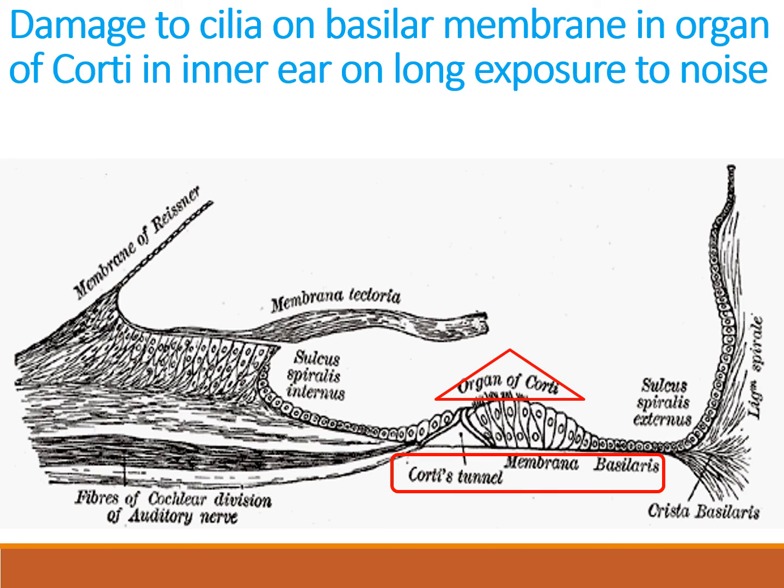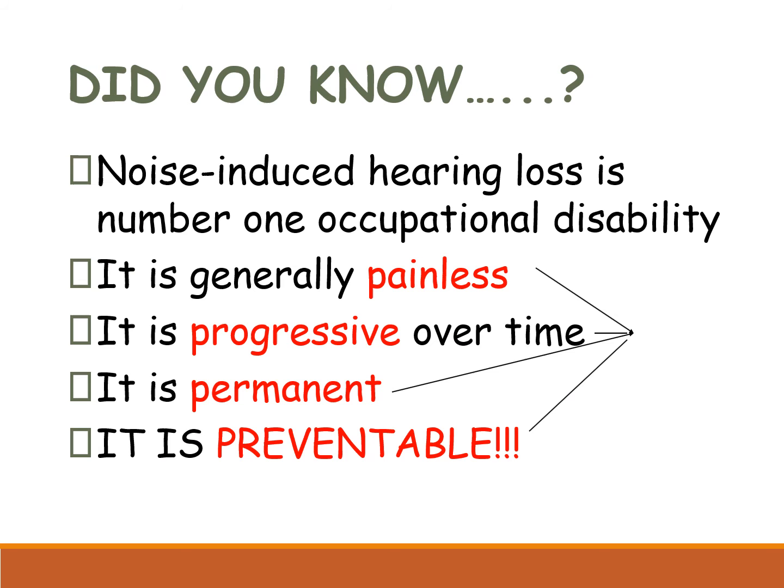This graph shows a cross-section of the ear to show organ of Corti, as you see in the triangle, and Corti tunnels and basilar membrane. So damage to cilia on basilar membrane in organ of Corti in inner ear on long exposure to noise causes sensorineural hearing loss among workers.